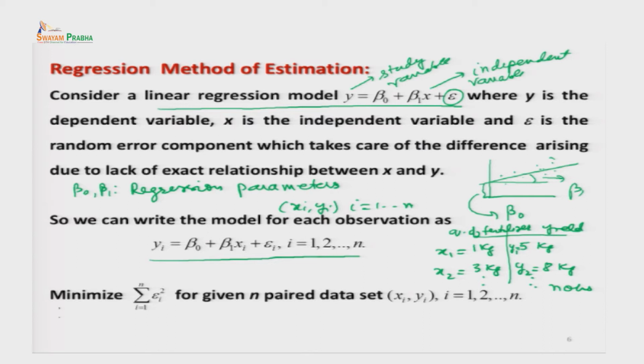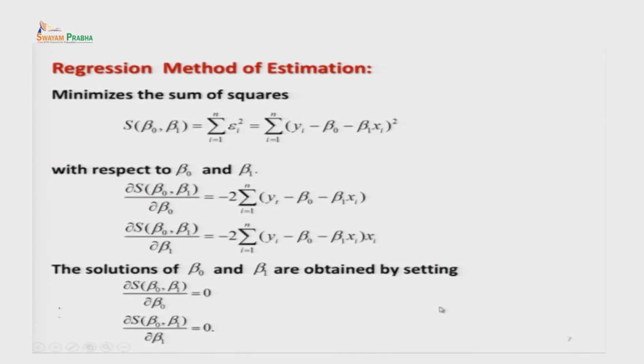In case I am going for the construction of confidence intervals or tests of hypothesis, then definitely I need to assume that the epsilon i's follow a normal distribution with mean 0 and variance, say, sigma square. Anyway, let us concentrate on the principle of least square, for which I try to minimize the sum of squares due to random error for the given paired data set on xi and yi.